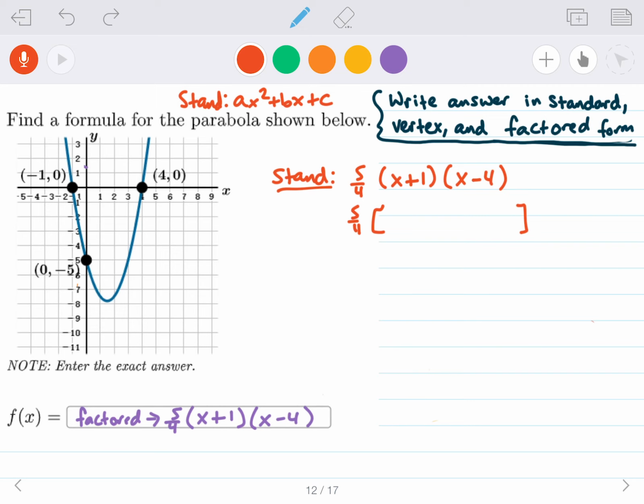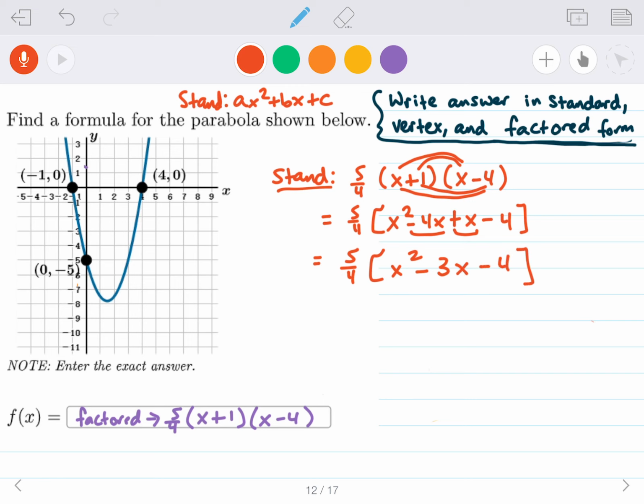Remember how I do that. I do FOIL: first, x times x is x squared. Outer is x times negative 4, which is negative 4x. Inner, positive 1 times x is a positive 1x. And last is positive 1 times a negative 4 is going to give me a negative 4. All right? So from here, I can combine like terms on the inside of the bracket. So negative 4x and a positive 1x makes a negative 3x. And that's all I can combine in there.